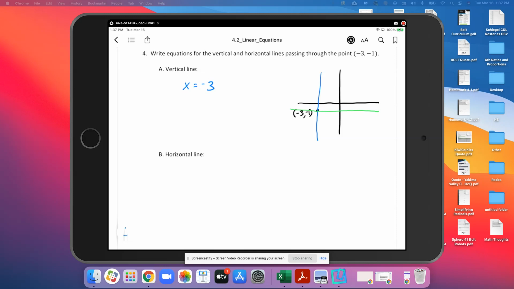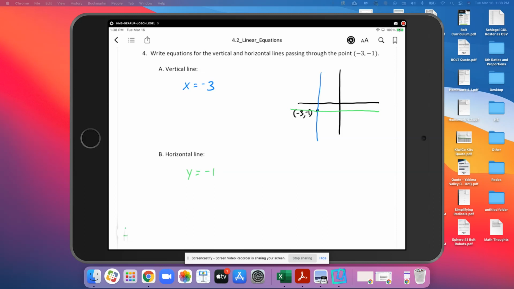And similarly for a horizontal line, the x value is constantly changing as we move back and forth, but the y value is always -1. So for a horizontal line, it's always going to be y equals something. And in our case, it's y equals -1.